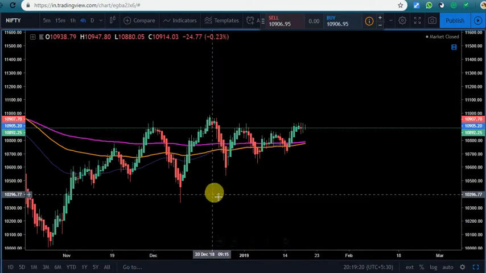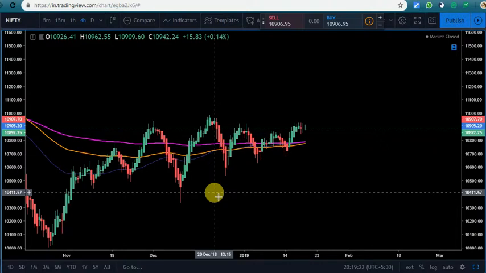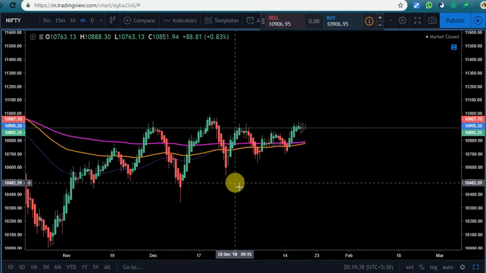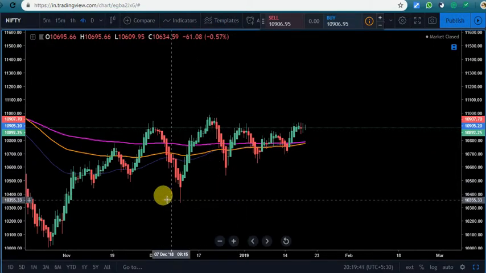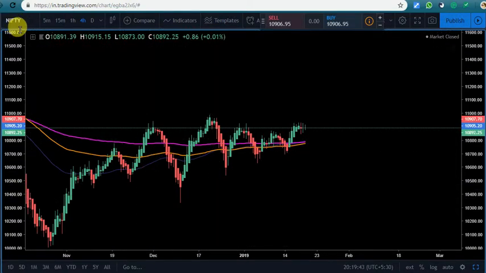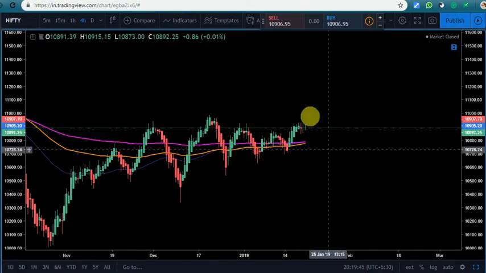Today I'm going to explain option strategies, and how to choose options based on trends and probabilities, right? So let's start. I'm going to explain this for Nifty only.